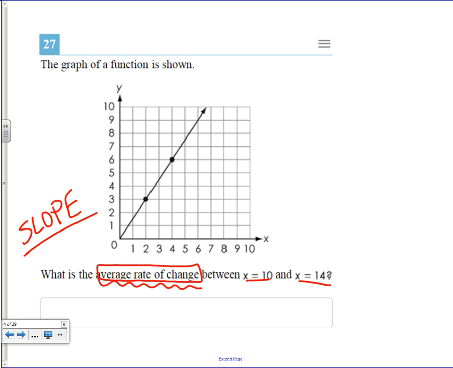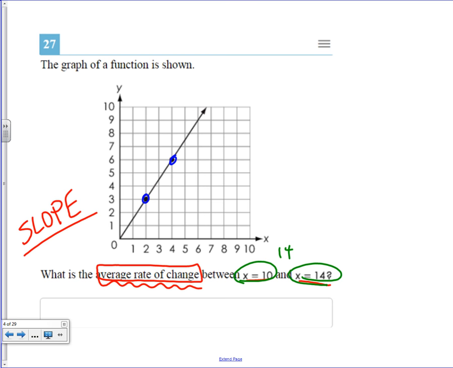This x equals 10 and x equals 14 doesn't really have anything to do with it because, first of all, 14 would be over here. So that's not even on the graph, but we know it's linear, meaning the slope never changes. So they've given me these 2 points. All I need to do is find the slope.